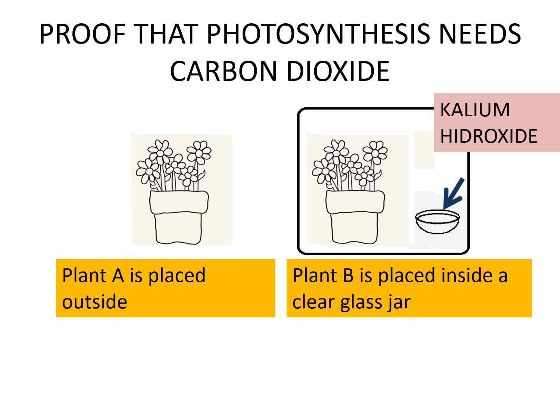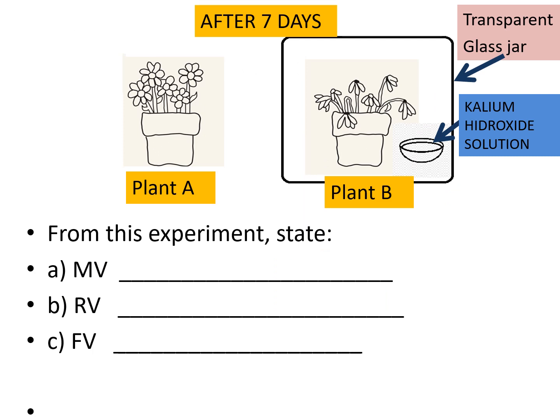What is calcium hydroxide? What is the function of calcium hydroxide? Calcium hydroxide absorbs carbon dioxide. So this means that plant A will get all the carbon dioxide it needs, but plant B will not get any carbon dioxide during this experiment. Now let's look at these questions. Are you ready now, class?